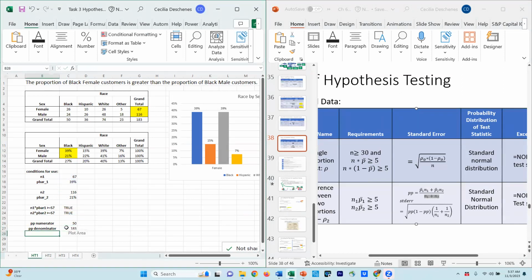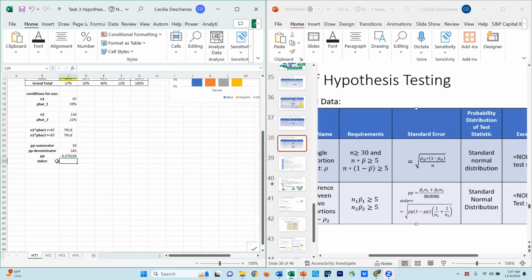And then I'm going to get the, sorry, I keep saying plot area. Okay, I'm going to get the numerator divided by the denominator to get this factor called PP. So we're going to say equals the numerator divided by the denominator. All right, now we're going to get the standard error. And that is over here, this square root of PP times 1 minus PP times this part right here. So let's program that in.